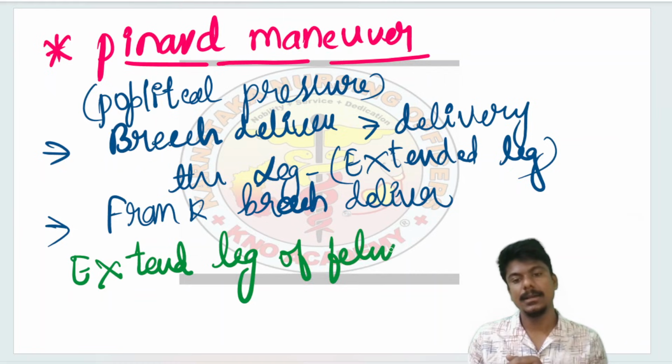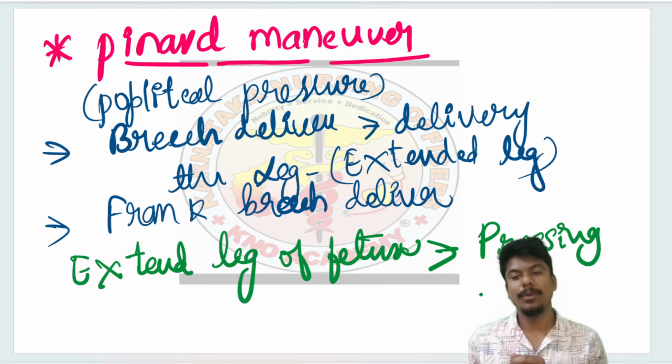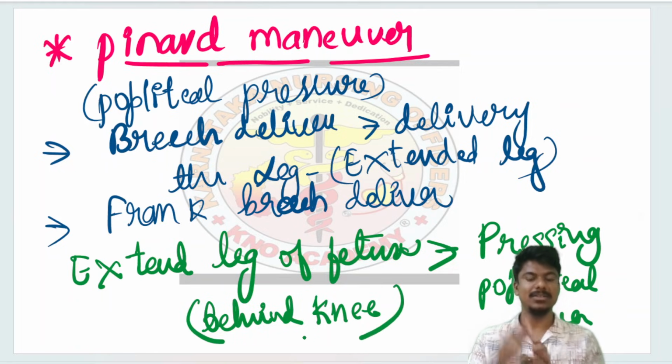How do we extend the legs of the fetus? By pressing over the popliteal fossa, the popliteal area, which is nothing but below the knee, behind the knee. We are pressing behind the knee.